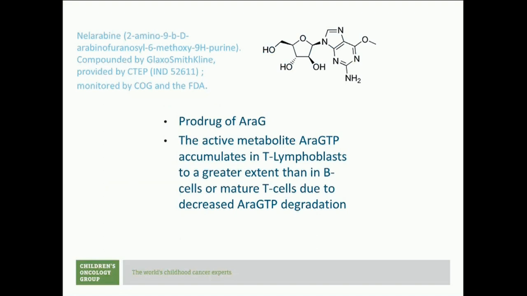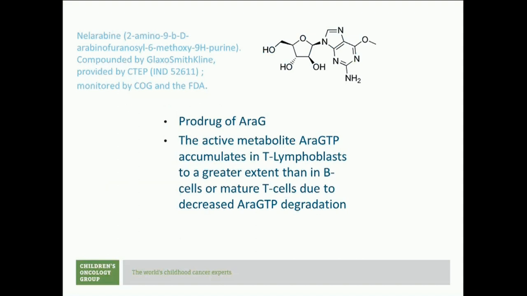So that compound was nelarabine, or ara-G. It's a prodrug of ara-G, and it is T-cell specific because the active metabolite ara-GTP accumulates in T lymphoblasts to a greater extent than in B cells or mature T cells due to decreased ara-GTP degradation. So this should be a fairly specific kind of agent. So then we had to think about, how do we put this agent out there? How do we test it?